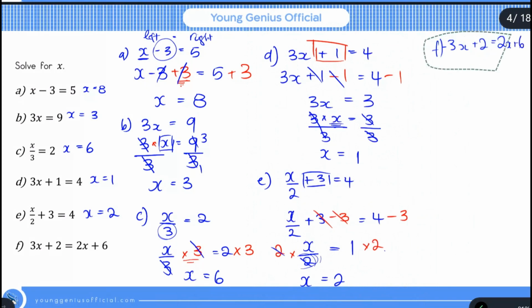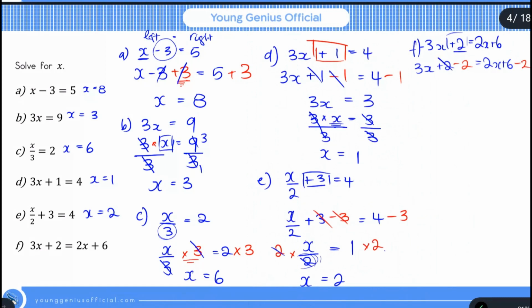And again, we're trying to get letters on one side and numbers on the other. Seeing that we've been working with letters on the left and numbers on the right, we'll just keep doing that, right? So I'll move this 2 first. So 3x plus 2, in order to get rid of this 2, we'll minus 2, and that will be equal to 2x plus 6 minus 2.